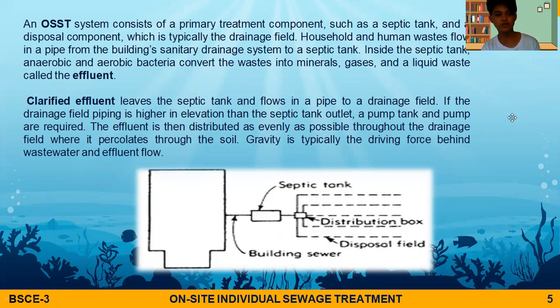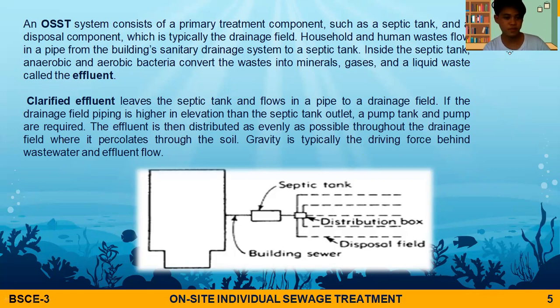field. Household and human waste flows in a pipe from the building sanitary drainage system to a septic tank. Inside the septic tank, anaerobic and aerobic bacteria convert the waste into minerals, gases, and a liquid waste called the effluent. The result of the aerobic and anaerobic bacteria is the effluent. Aerobic and anaerobic means with or without the presence of air.